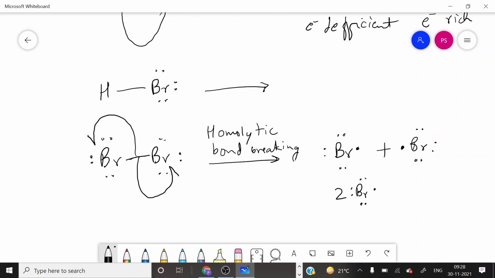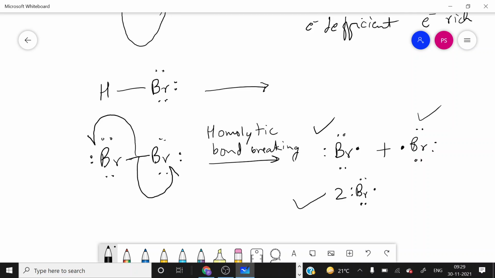So in homolytic bond breaking, there is equal distribution of bonded electrons after splitting. That's why it is homolytic bond breaking, and this is the reason in homolytic bond breaking we get two neutral species, bromine free radicals. You can see here two bromine free radicals are generated after homolytic bond breaking. Now these are the curly arrows showing movement of a single electron. One electron moves to the right bromine, and one electron moves to the left bromine.